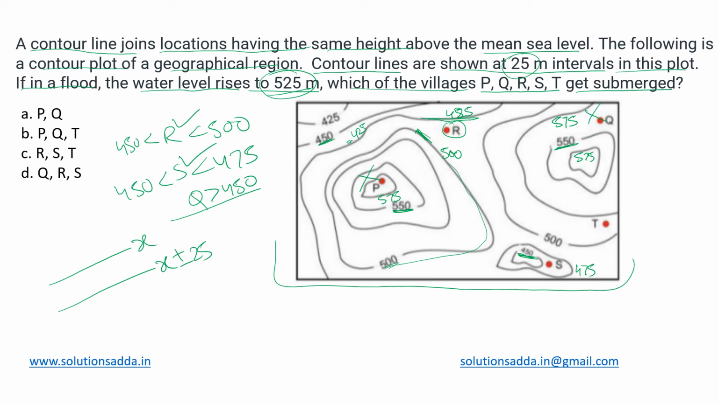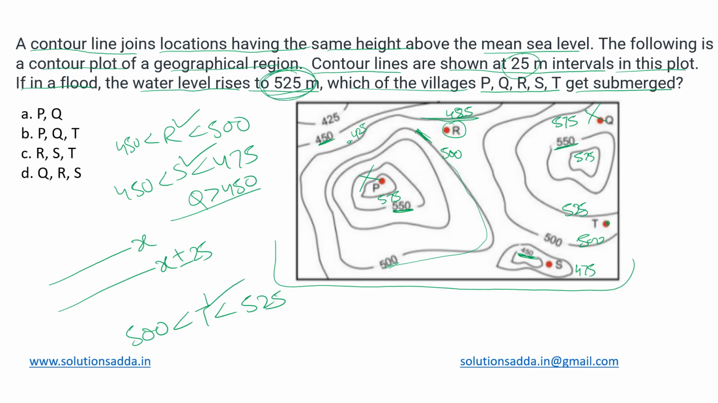And now looking at this last village T, this particular line is representing 500. So the one next to it would be 525. And hence this T also lies between 500 to 525. Hence it will also get submerged due to this 525 meters of flood.